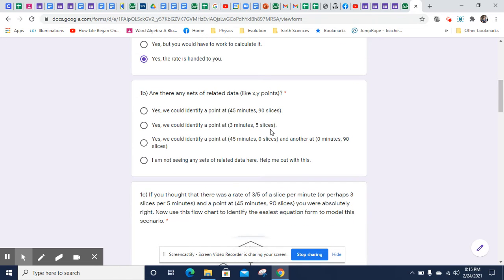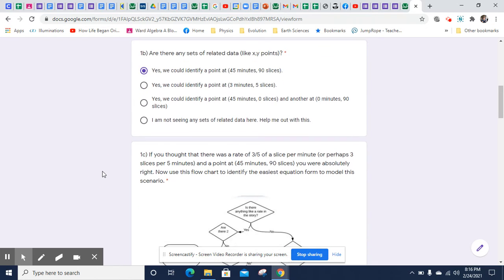3 minutes, 5 slices is not a point. That's actually a misinterpretation of the rate of 3 slices per 5 minutes. You do not have 0 slices at 45 minutes. And at 0 minutes, you definitely don't have 90 slices. You have 90 slices at 45 minutes. So that's right out. And we definitely have some points. So let me know, of course, if you're not seeing them, and I will be glad to talk about it.